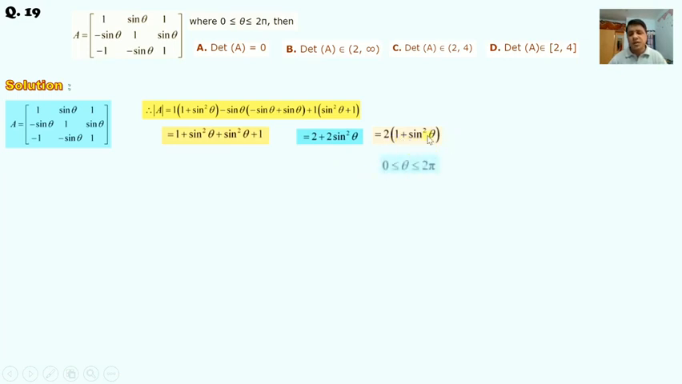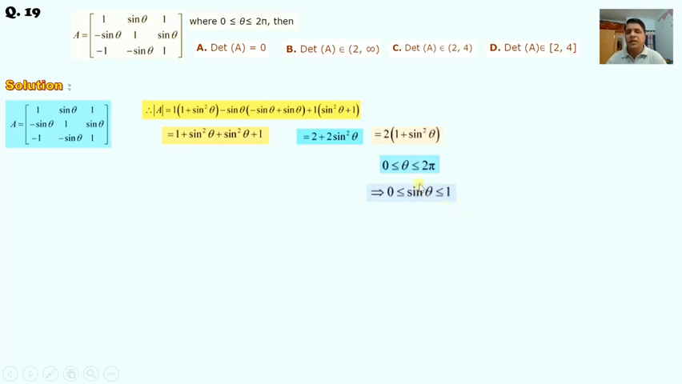Now we are starting with our general concept of trigonometry. Since θ is given between 0 to 2π, we will correlate sin θ with it. As we know that sin θ lies between 0 and 1, that means its minimum value is 0 and maximum value is 1. So our result of this determinant is this one, and the general concept of trigonometry is this one. So we will correlate this concept with it.